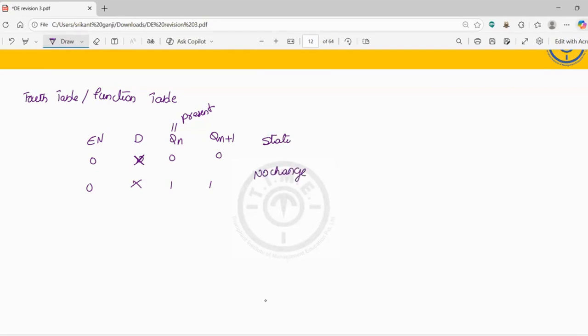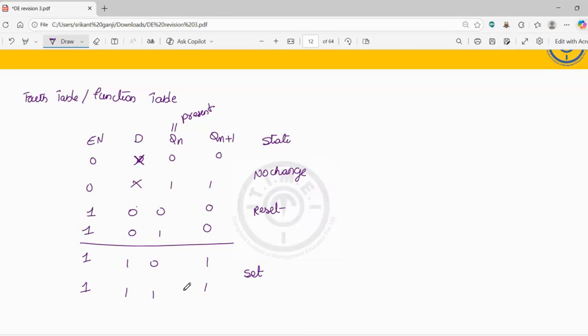But here I can say that for 0 0, 0 1, 1 0 and 1 1, for all these I can put enable input as 1. If I am taking the D value as 0, I can say that the output is also 0, and this condition is called the reset condition. If the D value is 1, the output is also 1, I can say that it's a set condition.